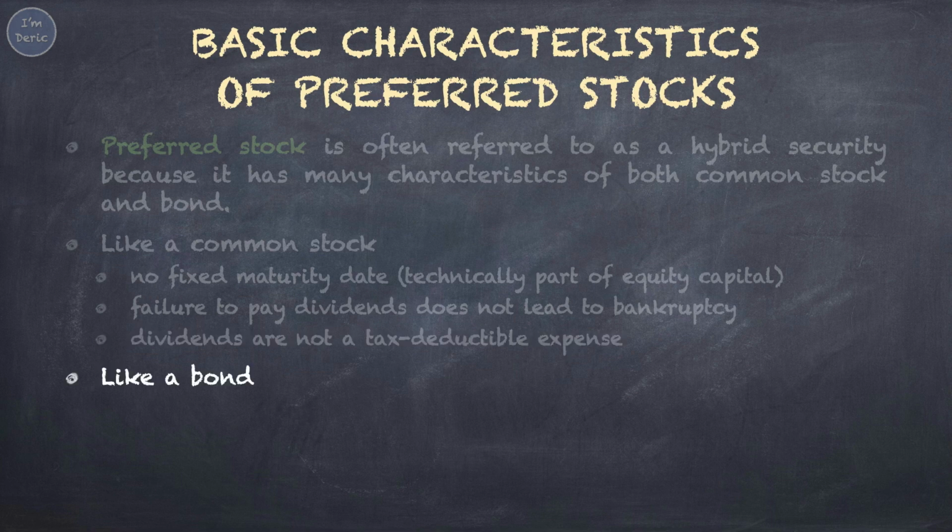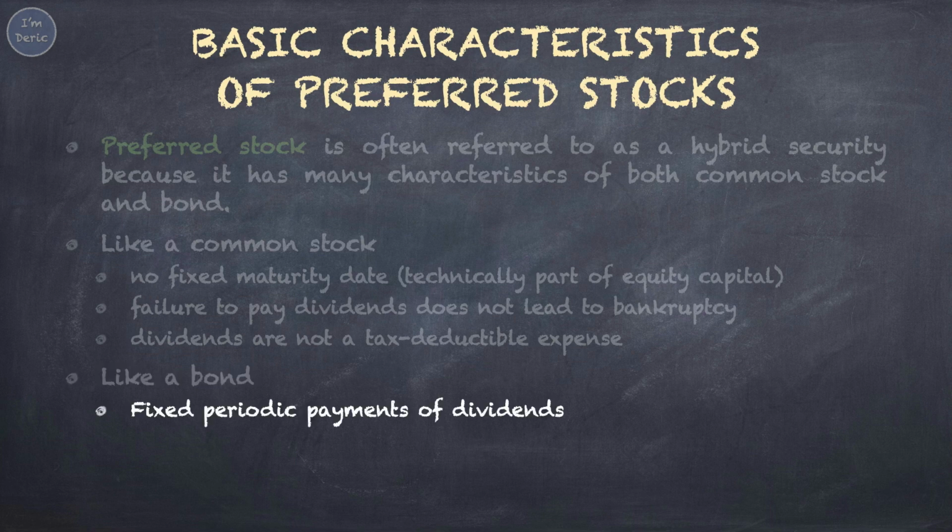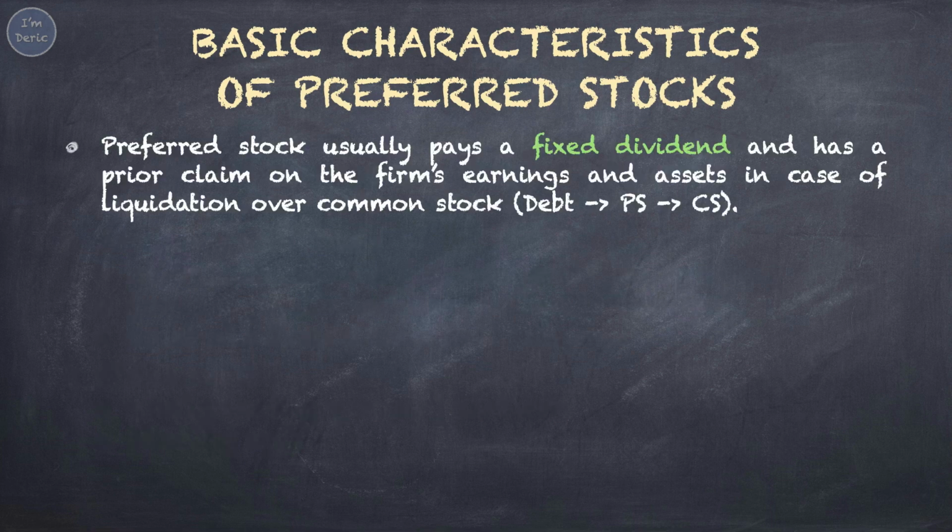Preferred stock is like a bond because preferred stock pays fixed periodic payments of dividends, either as a fixed dollar amount or as a percentage of the par value. Preferred stockholders have no voting right. Preferred stock usually pays a fixed dividend and has a prior claim on the firm's earnings and assets in case of liquidation over common stock. Priority of preferred stock is lower than debt, but higher than common stock. So in case of liquidation, company will pay debt holders first, then preferred stockholders. The last party to be paid is the common stockholders.